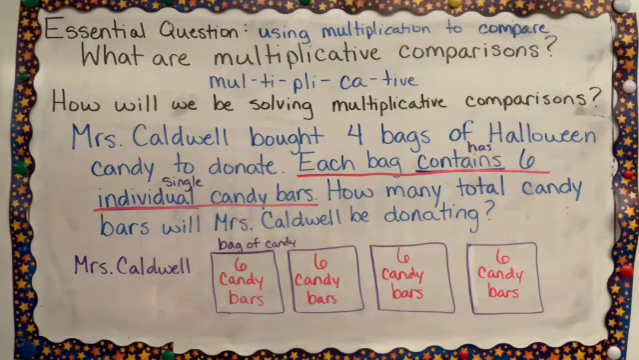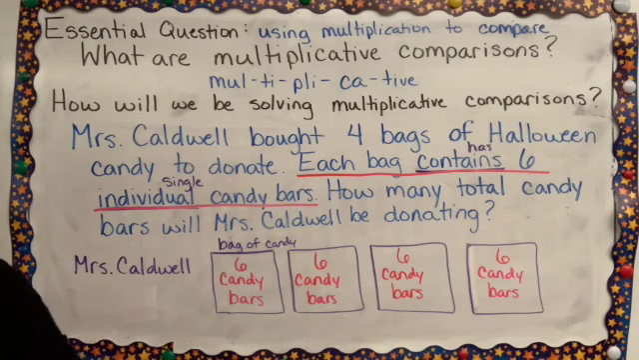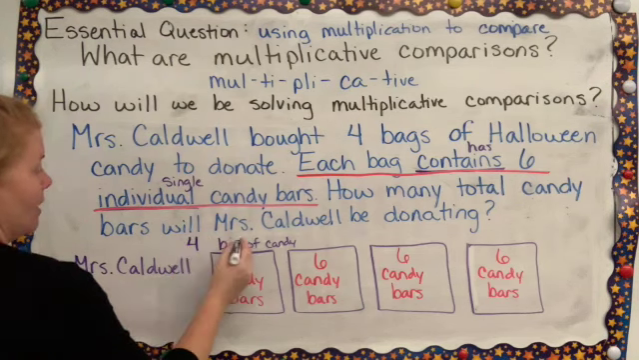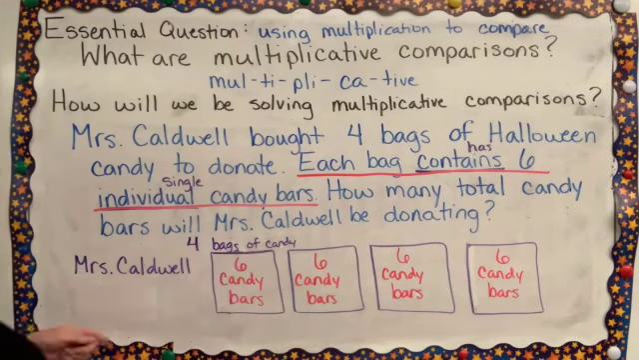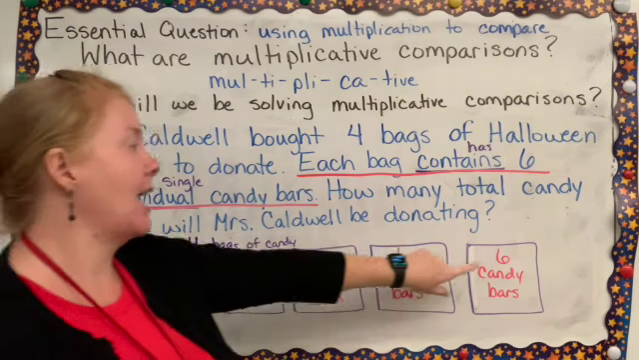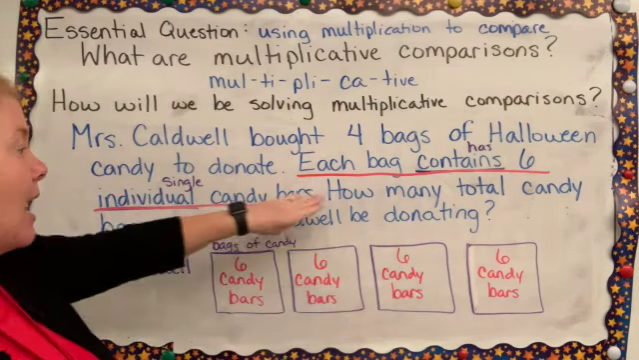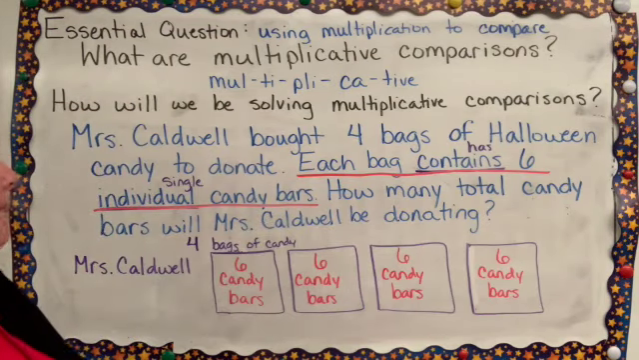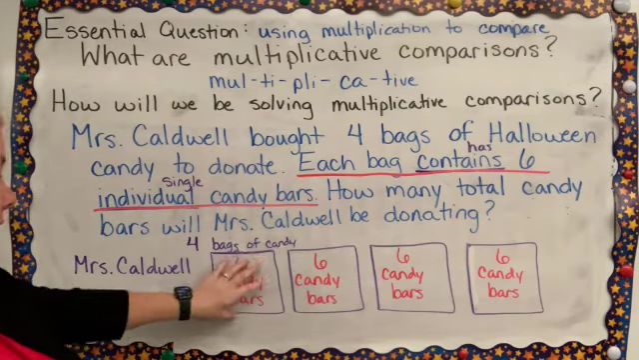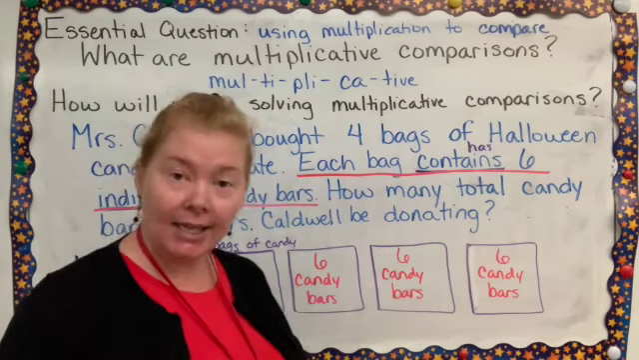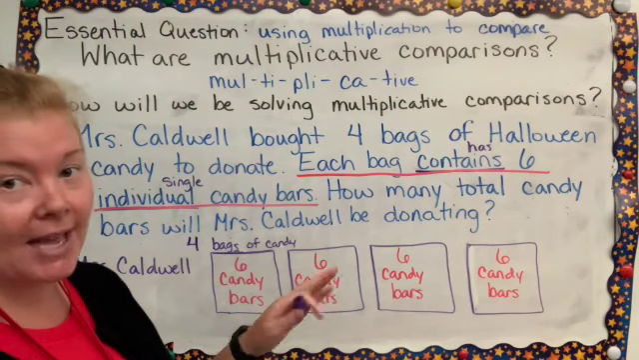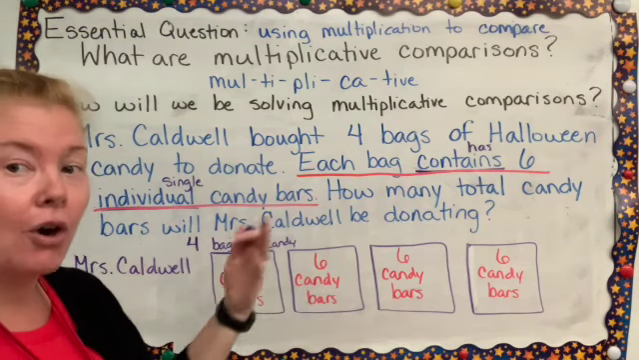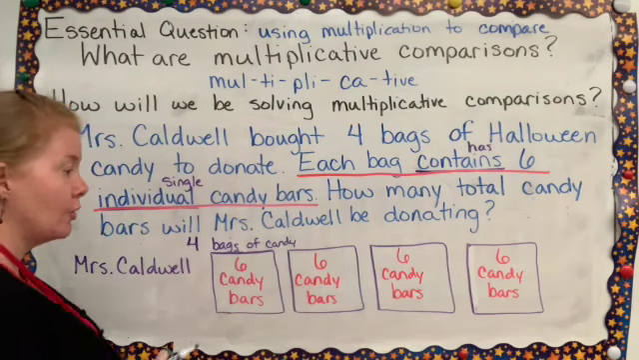So 6 candy bars. Miss Caldwell has 4 bags of candy, and inside of each bag, there are 6 candy bars. My question is, how many total candy bars will Miss Caldwell be donating? If she has 6 here and 6 here and 6 here and 6 here, how many will she be donating? We could sit here and add it all day long, but we're getting past the addition part. We now need to be working on making sure that we are solving equations using multiplication.